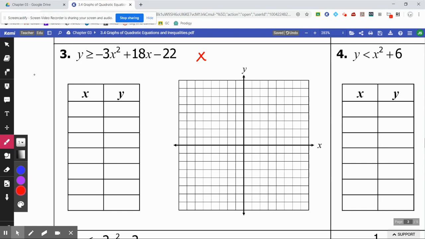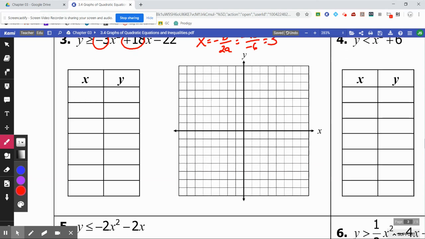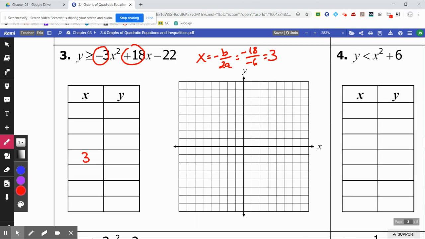Start with your axis of symmetry, negative b over 2a. Your b value here is 18, so we have negative 18 over 2 times negative 3, which would be negative 6. So you have an axis of symmetry at x equals 3. When you plug that in, it should give you 5. So (3, 5) is your vertex.